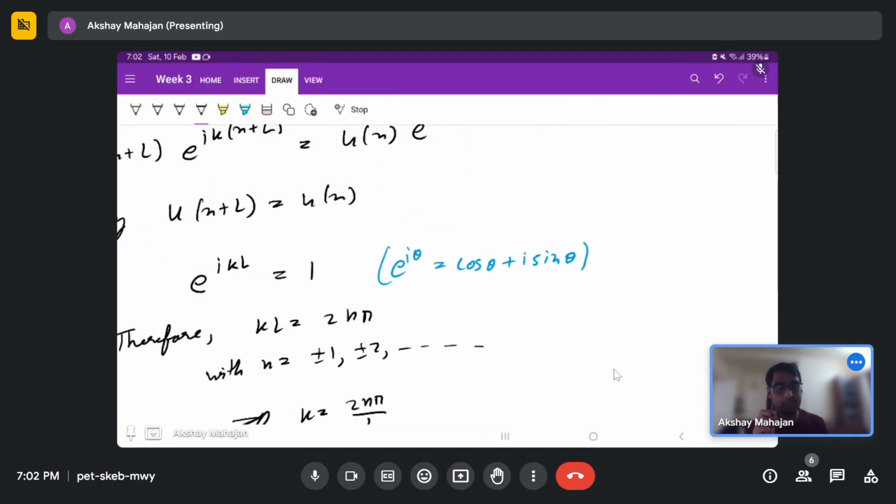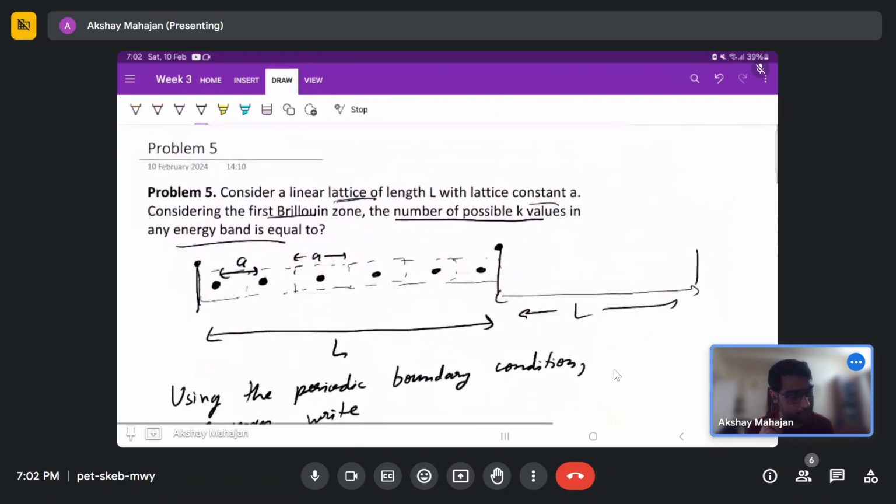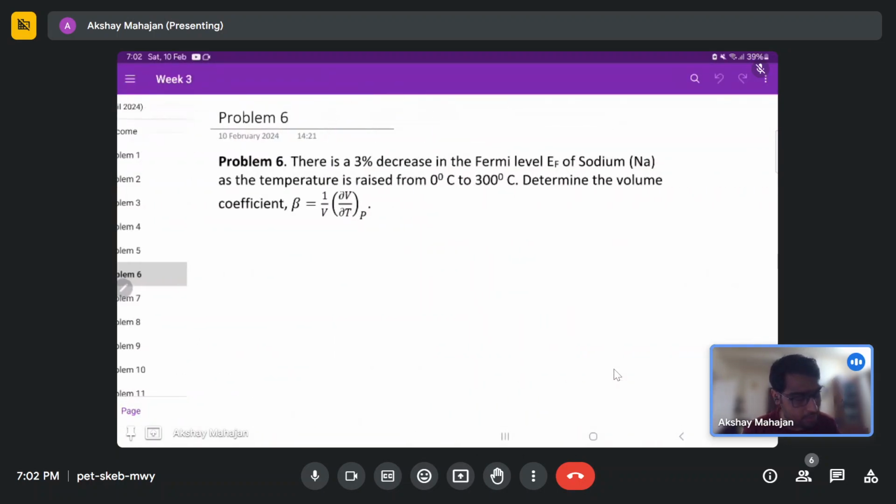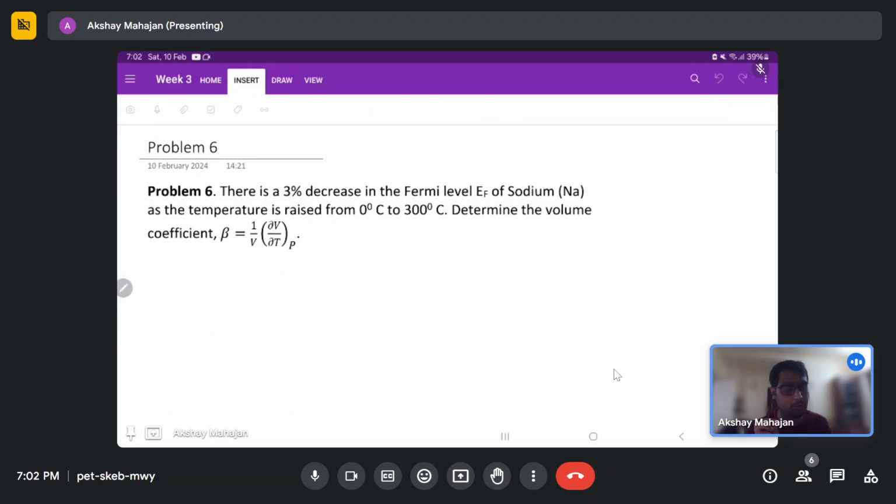Any doubt in this problem? I guess the Brillouin zone will be discussed in week 4 more properly. The Brillouin zone for 1D is given by minus pi by a to pi by a, where a is your lattice constant. So let's do the next problem, which is problem number 6.